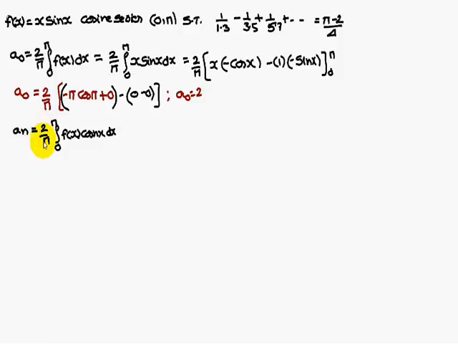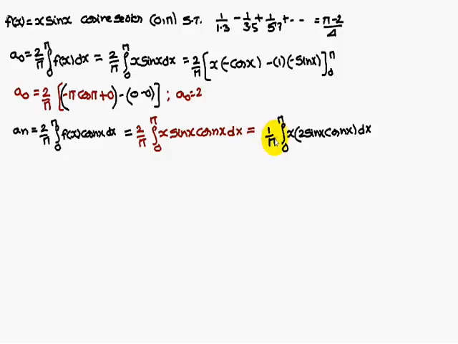an is equal to 2 by pi integral 0 to pi f of x into cos nx dx. F of x is x sin x into cos nx dx. That is equal to 1 by pi, 2 you move to the inside, x into 2 sin x cos nx dx. This is in the form of 2 sin a cos b formula. So 1 by pi integral 0 to pi x into sin a plus b plus sin a minus b.